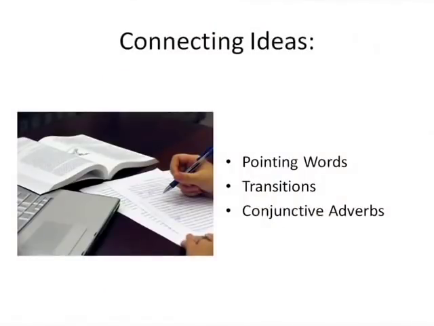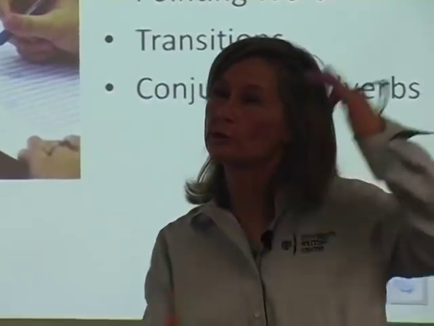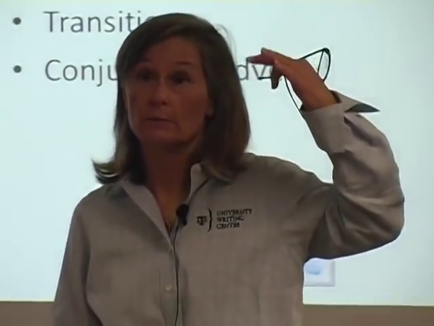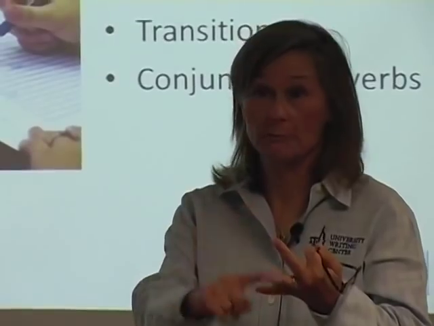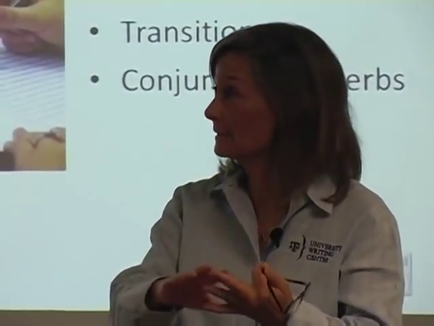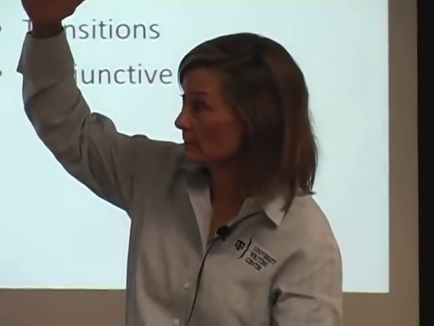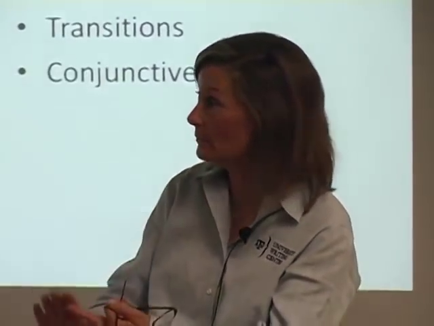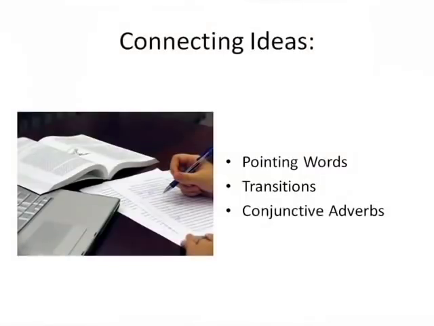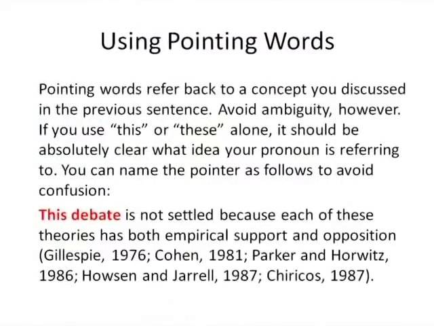So, I have three ways of doing this when I write, and I think these are pretty helpful. You can use pointing words. First of all, you want your topics to flow together. But that's why we're talking about sequential, methodological, and those kinds of things. Now we're getting down to the sentence level stuff, rather than the paragraph level or the page level stuff. Pointing words, transitions, and conjunctive adverbs.